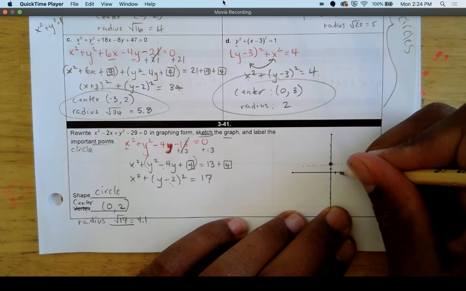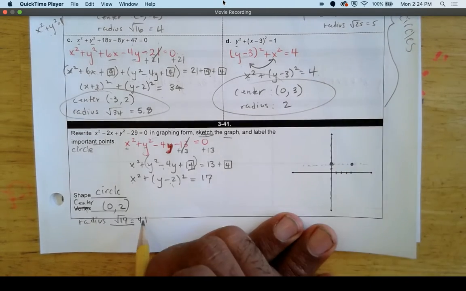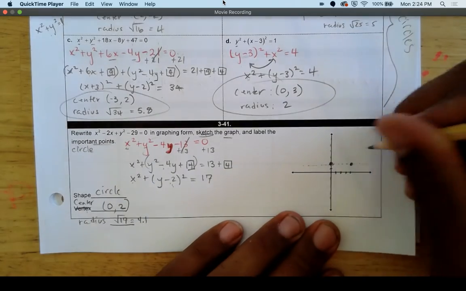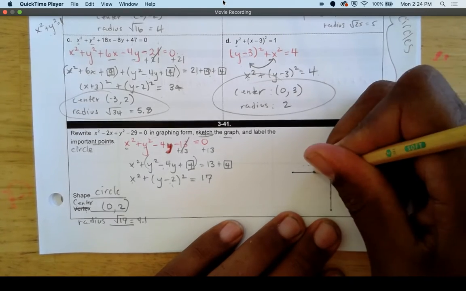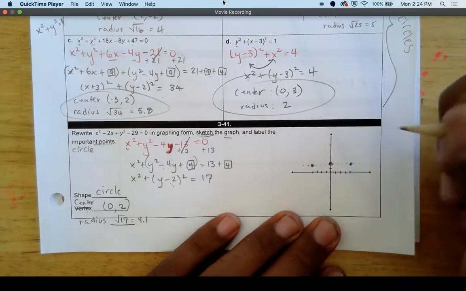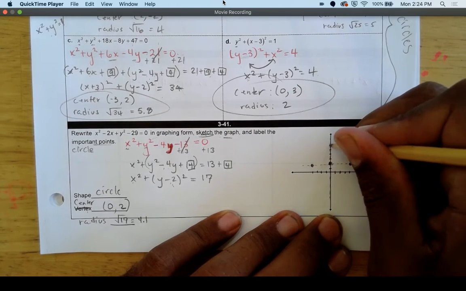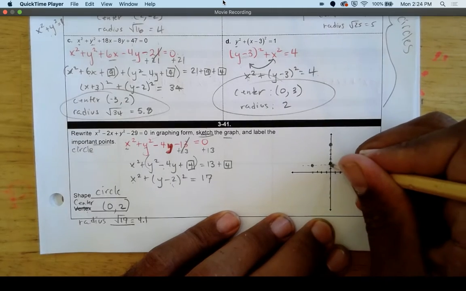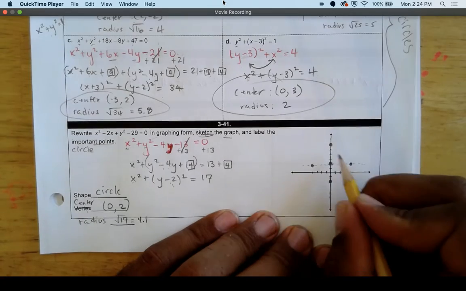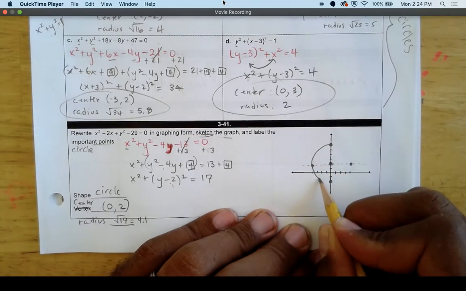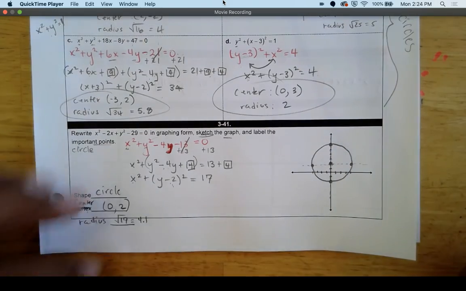So here, I'm going to go 1, 2, 3, 4 to the right. Because, I mean, it's 4.1, but really it's 4. We don't need to be extra picky here. So 1, 2, 3, 4 to the left. And then I'm going to go up 4 from the center. So 1, 2, 3, 4, and then down 4. 1, 2, 3, 4. Okay, so now that's enough info to make a little circle. Just do your best to sketch it out, and there you go.